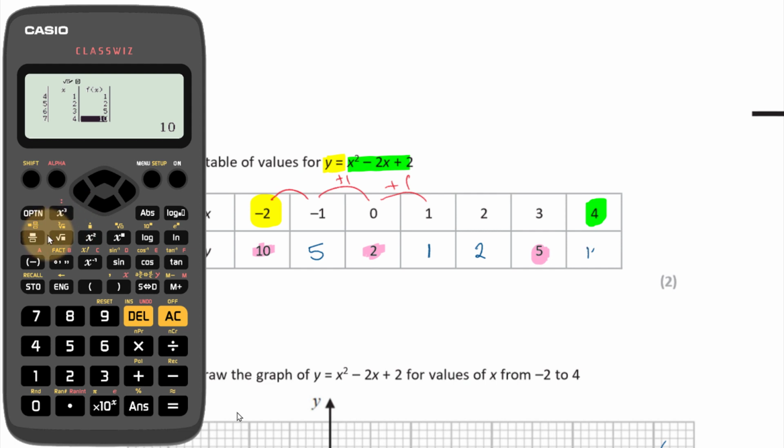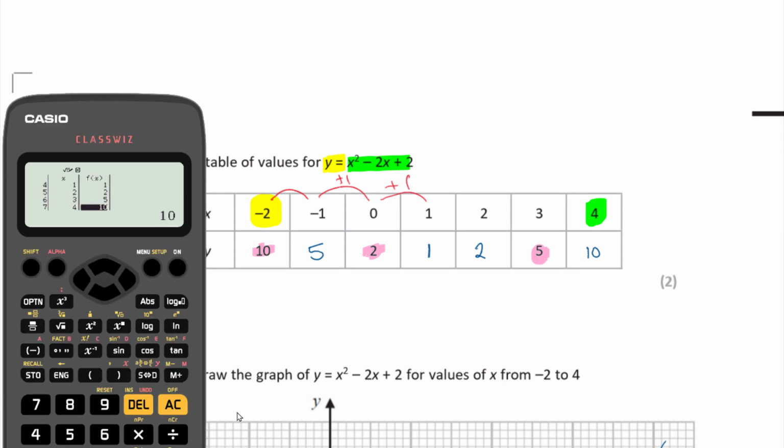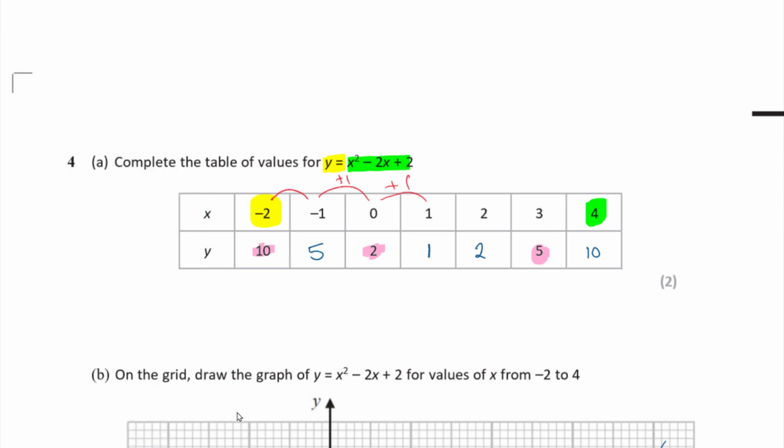Okay? Now you could just take these values of x and sub them into the function one after the other to generate the numbers, but the table function does it really, really quick, and you can just get all the values out really easily. So that's a really straightforward, easy 2 marks if you use the table function. Right, on to part B.